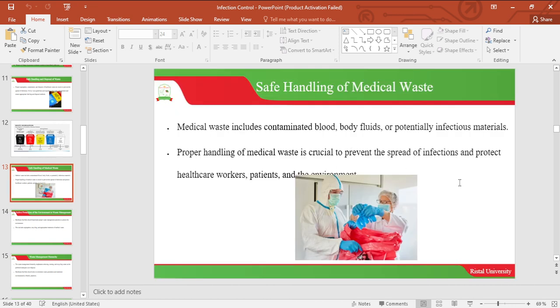Let's continue with the safe handling of medical waste. Medical waste includes blood, body fluids, or potentially infectious materials. Therefore, proper handling of medical waste is important to prevent the spread of infections and protect healthcare providers, patients, and also the environment.